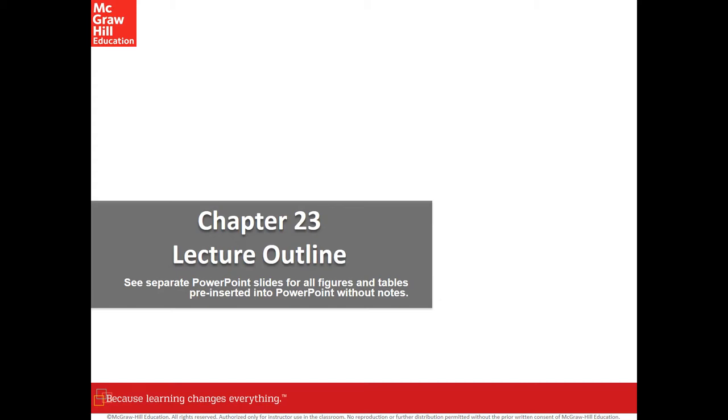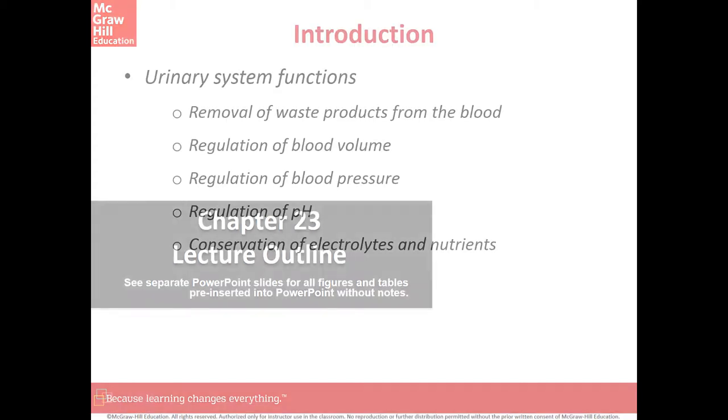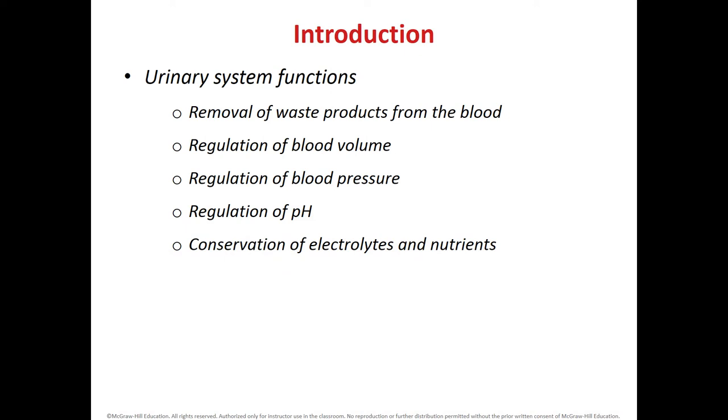Chapter 23, it's about the urinary system. The urinary system has several functions, like removal of the waste products from our blood. Also, it helps regulate the blood volume, the blood pressure, the concentration of hydrogen ions or acid-base balance, also known as pH, and the conservation of electrolytes and nutrients. This is our first key point.